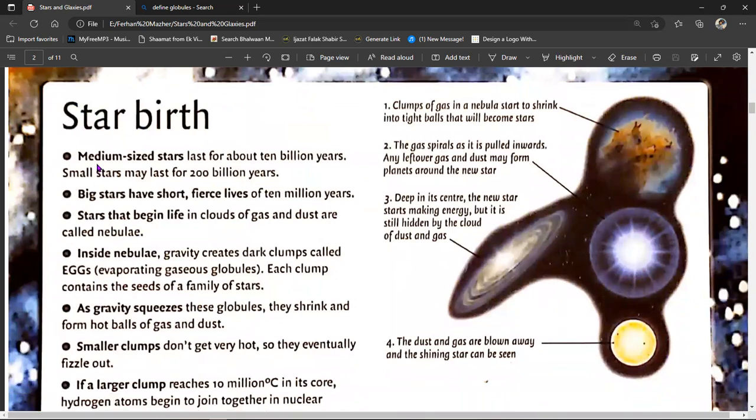Star birth. Medium-sized stars last for about 10 billion years. Small stars may last for 200 billion years. Big stars have short, furious lives of 10 million years. Stars begin life in clouds of gas and dust called nebulae.